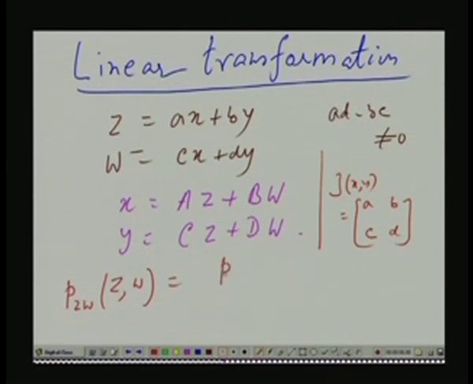So it is then Pxy, only one solution: one is AZ plus BW, another is CZ, C means capital C, plus DW, divided by mod ad minus bc.